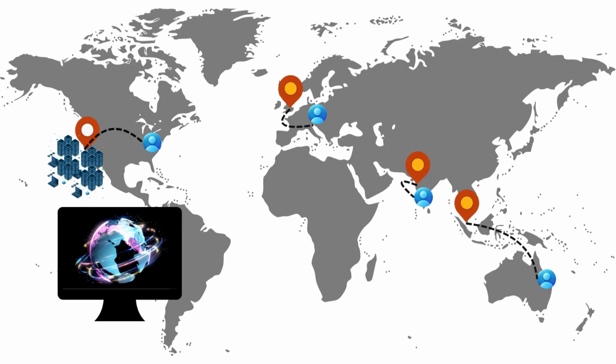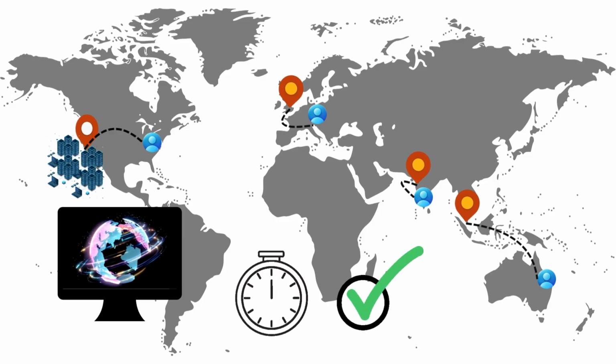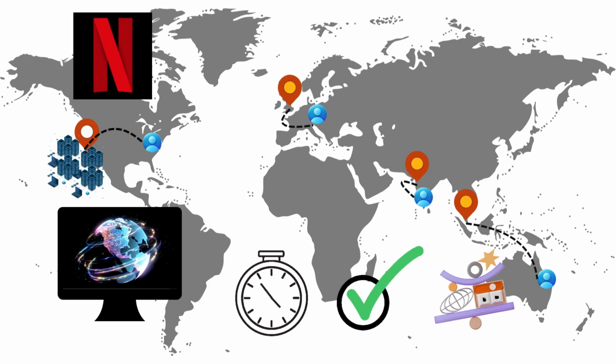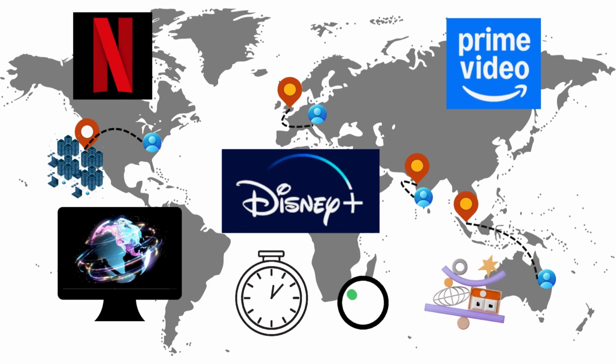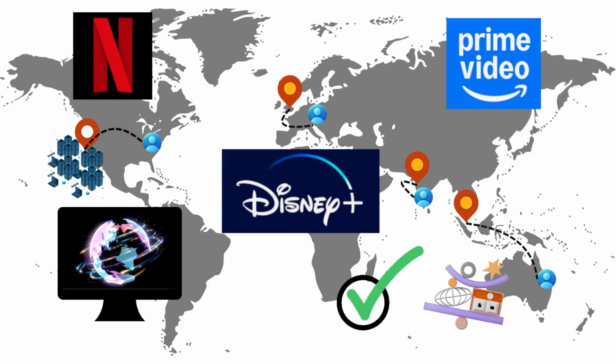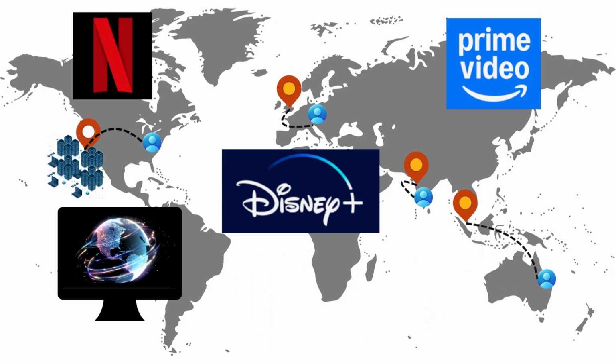This increases the speed, almost eliminates buffering, and balances global internet traffic efficiently. Netflix, Amazon Prime, Disney Plus all deliver their content through their own CDN networks. That's exactly why the same video can play smoothly, without lag, in every corner of the world.